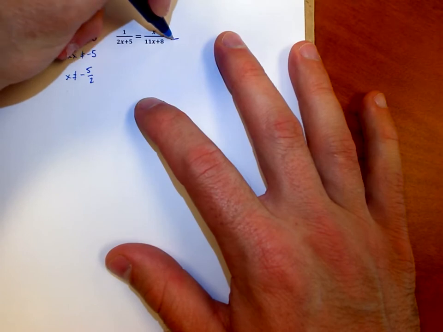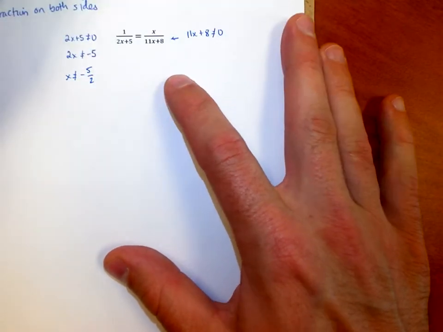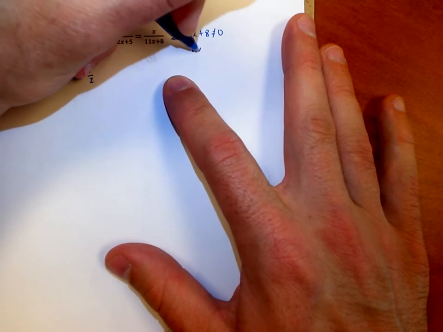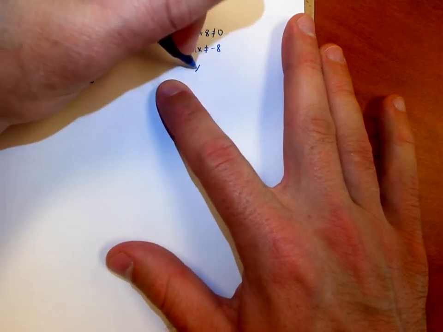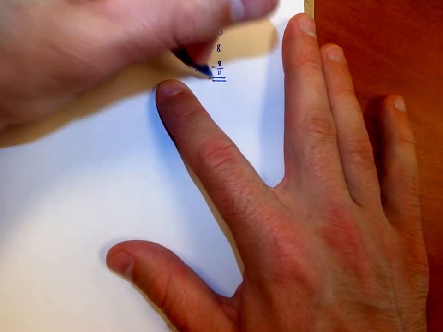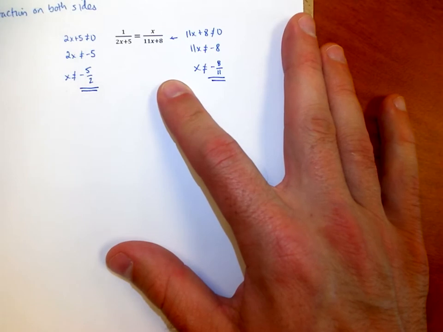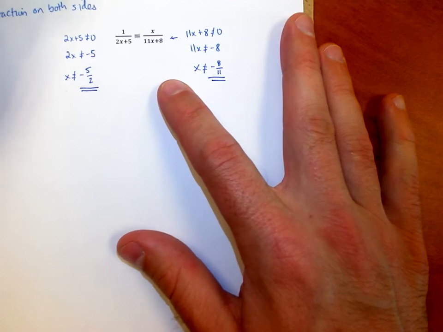On the right-hand side, I can't have an 11x plus 8 equal to 0, because that would be dividing by 0. So that means that the 11x can't be equal to negative 8. If I divide that out, that gives me x cannot be negative 8/11. So if I get either of these two values at the end, that's going to be an issue. I need to cross that answer out. It's an extraneous solution.